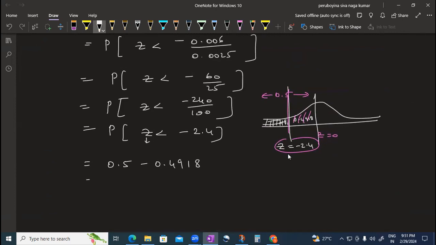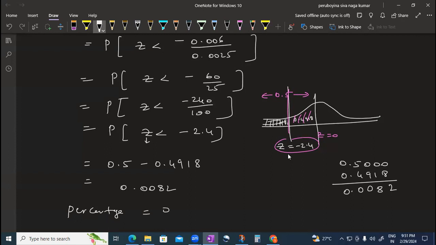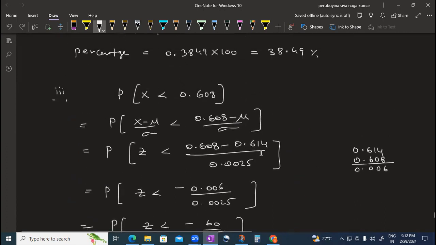From 0.5, we will do subtraction here: 0.5000 minus 0.4918. 10 minus 2 is 8, then 8, 0, 0, 0. So the answer is 0.0082. Now we will calculate the percentage. 0.0082 into 100 is 0.82 percent. That is the answer to this question.